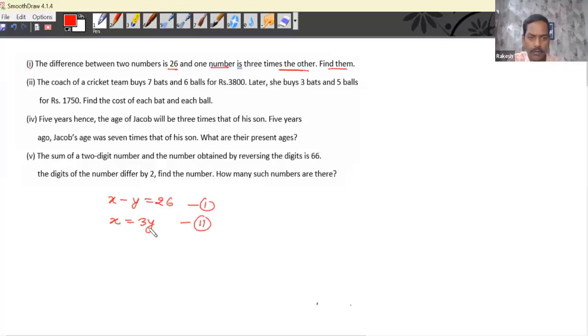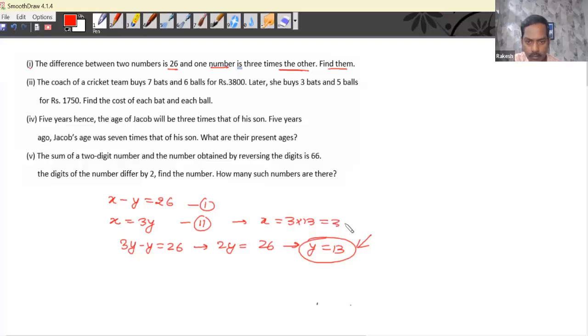We can substitute the value of x equal to 3y in the first. So I'll be getting 3y minus y is equal to 26, which will make it 2y, which will be equal to 26. Dividing both sides by 2, I'll be getting the value of y to be 13. Substitute this value of y here. I'll be getting the value of x. Here it will be 3 into 13, which is nothing but equal to 39. Right? So the two numbers are 39 and 13. And you can check.